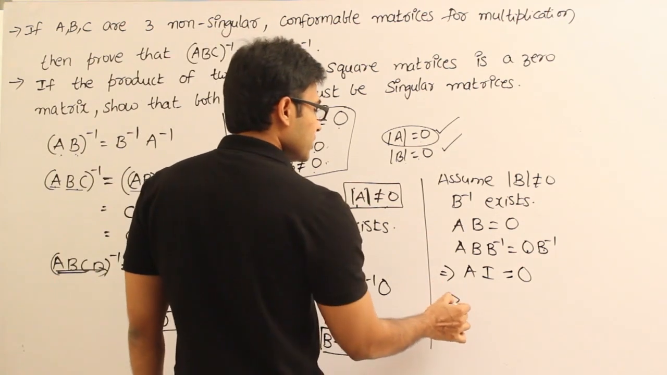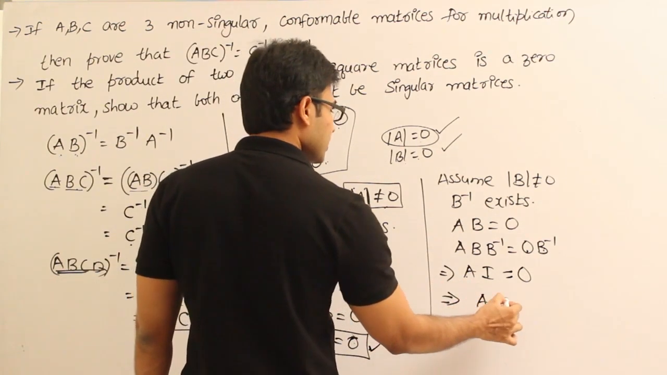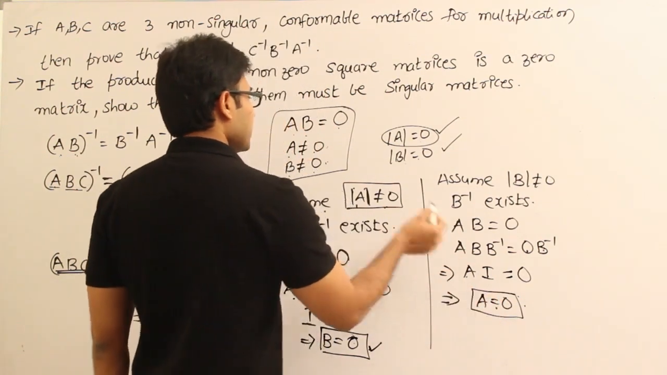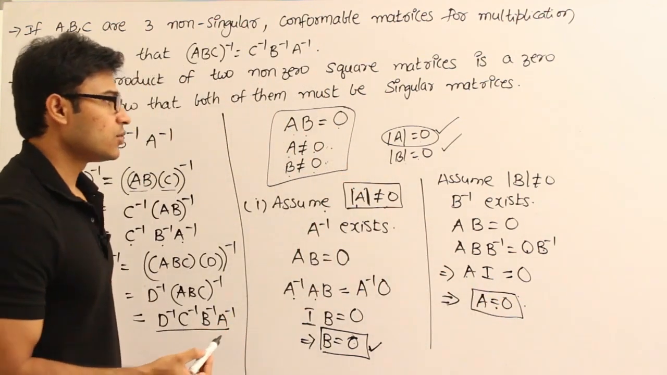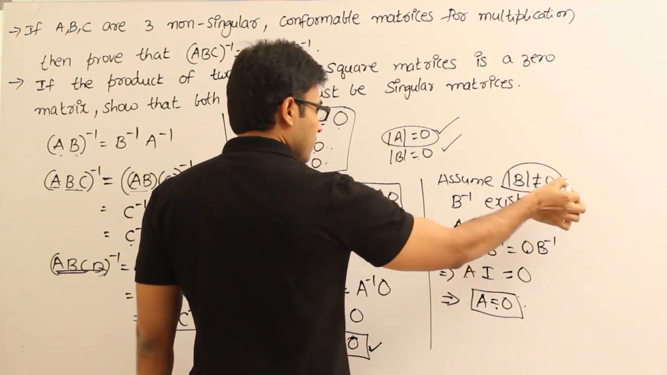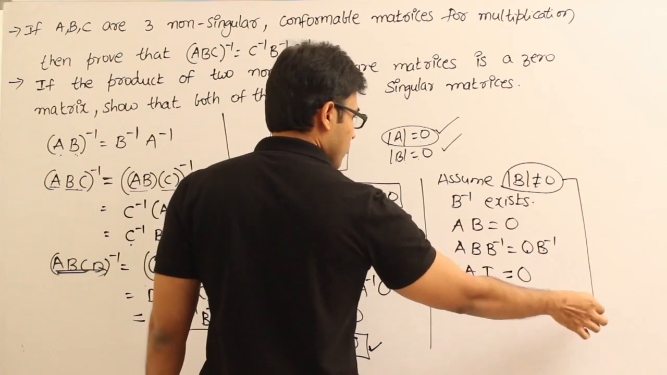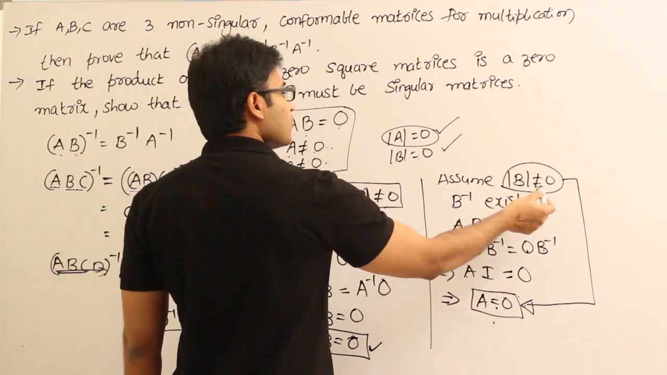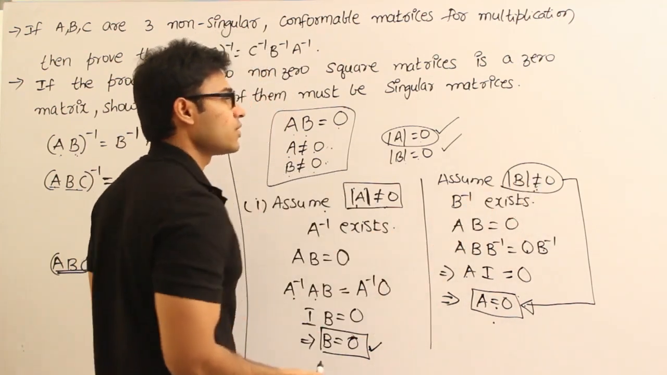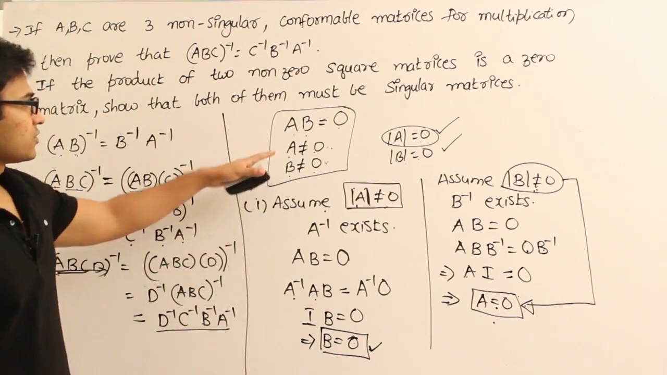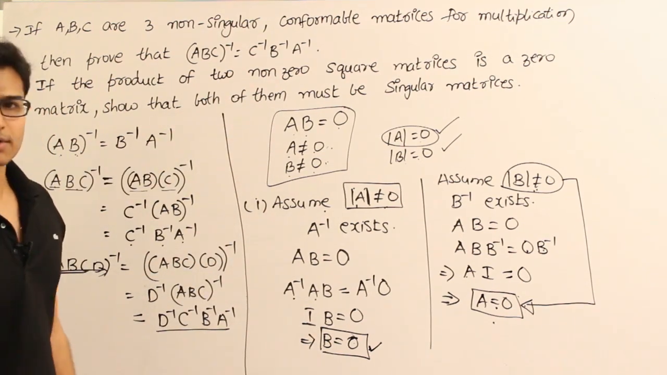So what does that mean? A into I is A. That means that A equal to null matrix. But we already know that A is not null matrix. So by using this assumption, what is the assumption? That B is non-singular. By using this assumption, we have shown this one. But since this is false, this must be false. Then what is true? That B is non-singular. Therefore, both A and B must be non-singular. So that is the proof for the second one.